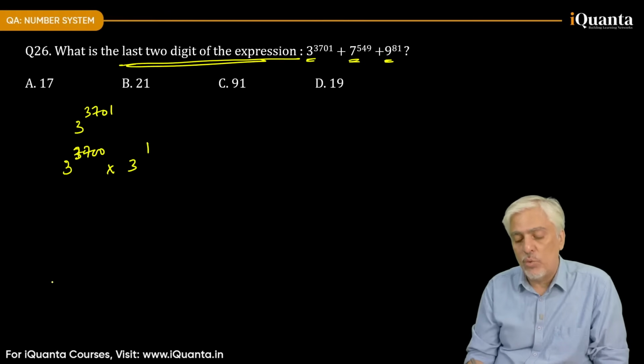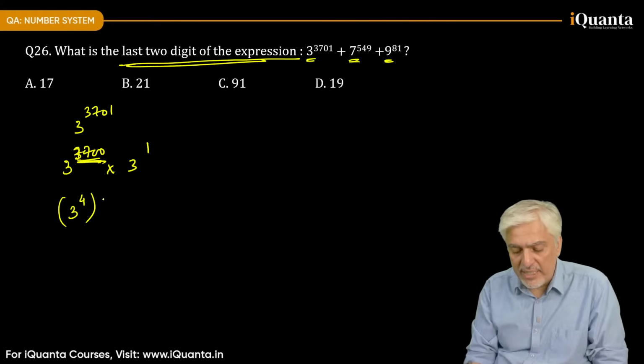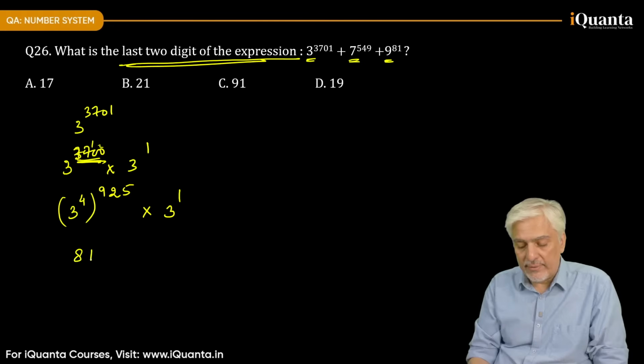multiply by 3 raised to 1. क्यों? Because ये multiple of 4 हो गया. So 3 raised to 4 raised to something. What is that something? 4 से divide करेंगे. 4 9s are 36. 4 2s are 8. 4 5s are 25. 3 raised to 4 is 81. 81 raised to 925 into 3.